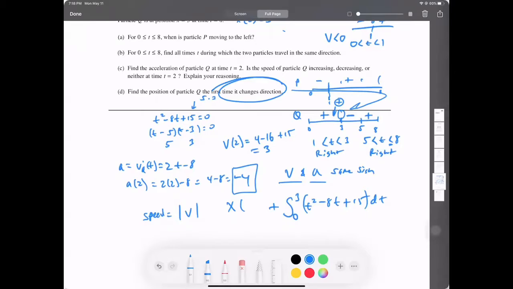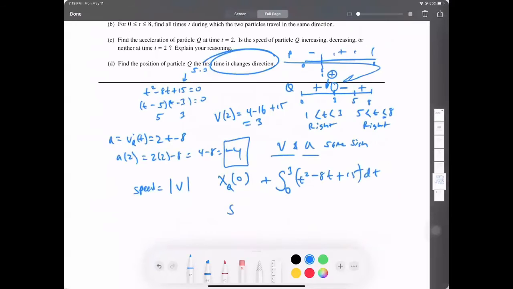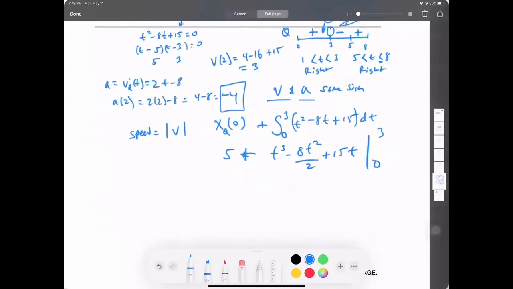Where we were at 0, x of 0 for Q. And I think they did tell us this. They told us at Q, our position at 0 is 5. So 5 here is equal to, we take the integral, sorry, that's a plus sign, t cubed over 3 minus 8t squared over 2 plus 15t. We plug in 0 and 3. If we plug in 0, that's all going to be 0, so we just have to worry about the 3 on top. 5 plus 27 minus 4 times 9, plus 15 times 3 is 45. And you can just leave it like that.